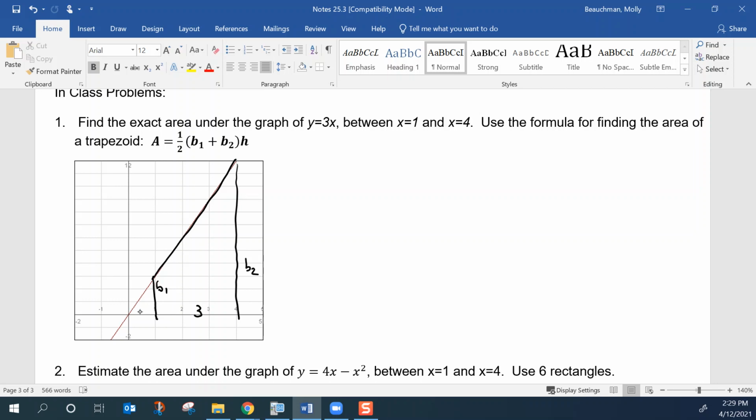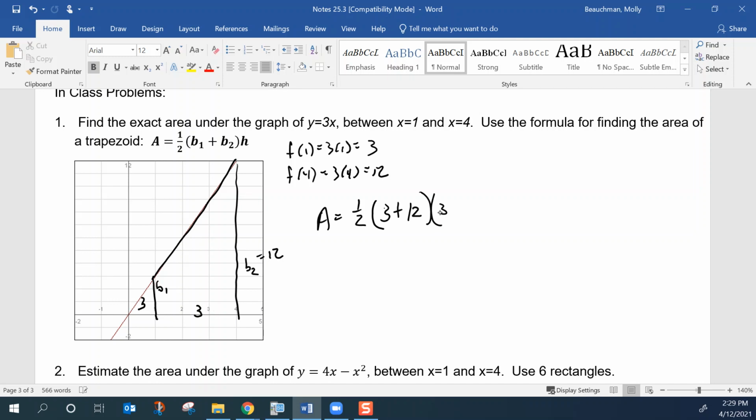So this height at x equals 1, take f of 1, which is 3 times 1. So that length b1 will be 3. To find b2, put 4 in. We get 3 times 4 is 12. So this length b2 is 12. So we put it in the trapezoid area formula: 1/2 times b1, which is 3, plus b2, which is 12, times the height, the distance in between, which is 3. So 12 plus 3 is 15. 15 times 3 is 45, divided by 2 is the area.